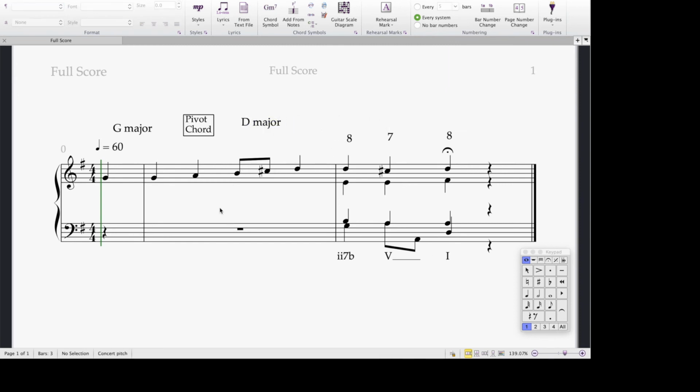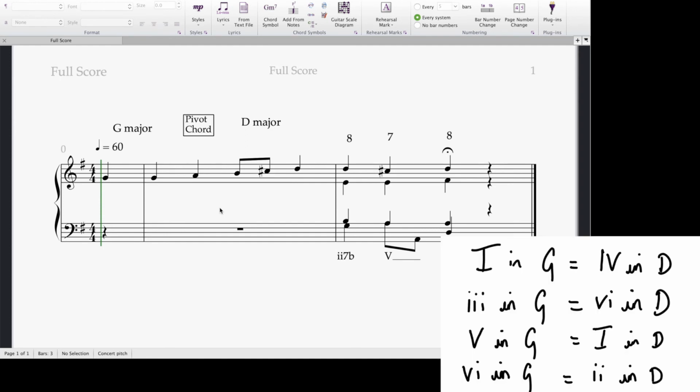Next thing I'm going to do is to work out my pivot chord. So on the screen now you can see my pivot chords I've got. So chord 1 in G is equal to chord 4 in D. Chord 3 in G is equal to 6 in D. Chord 5 in G is equal to 1 in D. And chord 6 in G is equal to 2 in D.